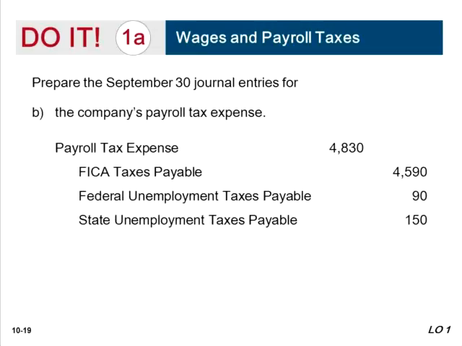Here's the entry for the company's payroll tax expense. We debit payroll tax expense for the total amount of $4,830. We credit FICA taxes payable of $4,590. Remember, what we had said is that what the company pays is equal to what the employee pays, and if you go back to the prior slide, you can look at that and you can see that the amounts are equal. Credit federal unemployment taxes payable of $90 and state unemployment taxes payable of $150.